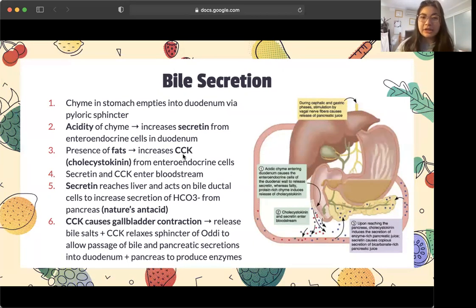CCK is triggered by the presence of fats. Because of this, we're going to cause the gallbladder to contract to release that bile to break down that fat. It will also cause the sphincter of Oddi to relax just so we can let the bile through. So it makes sense. And also, remember, we want to break down fats. The pancreas will produce enzymes as well because of CCK stimulation.